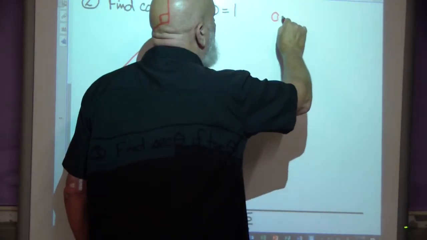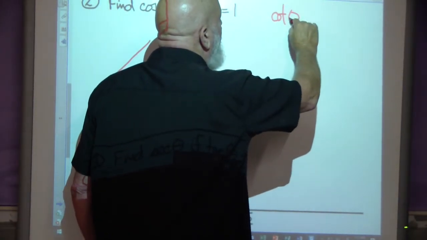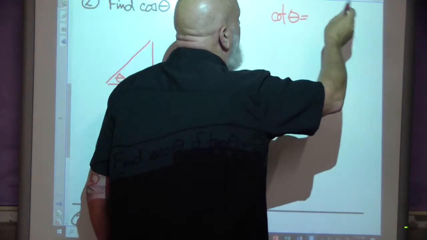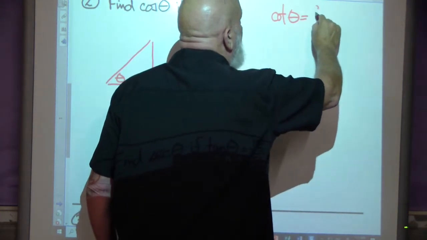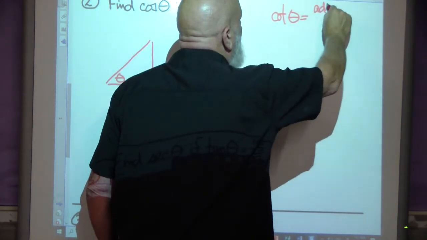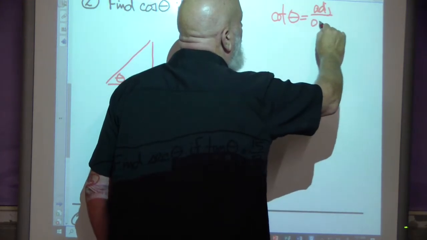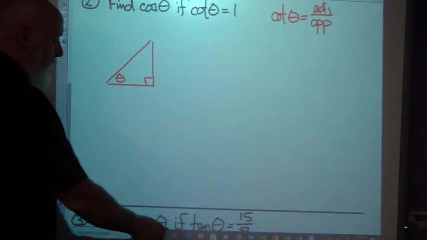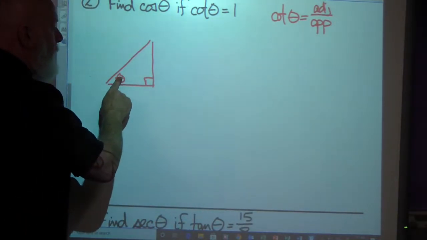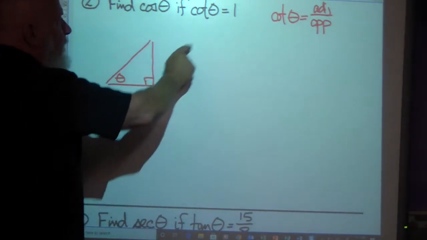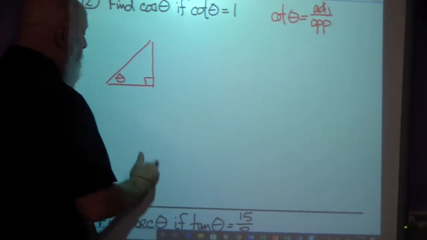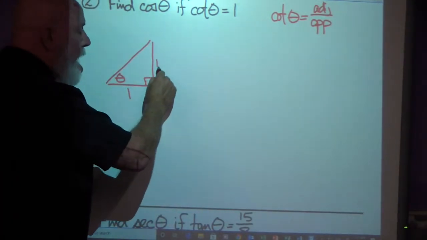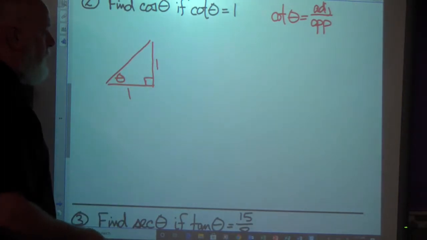Well, the cotangent is, let's see, adjacent over opposite. That's the definition of the cotangent function ratio. So I'm going to say that adjacent over opposite is 1. So I'm going to think of that as just 1 over 1. Or 5 over 5, or anything. 1 over 1 is the simplest.